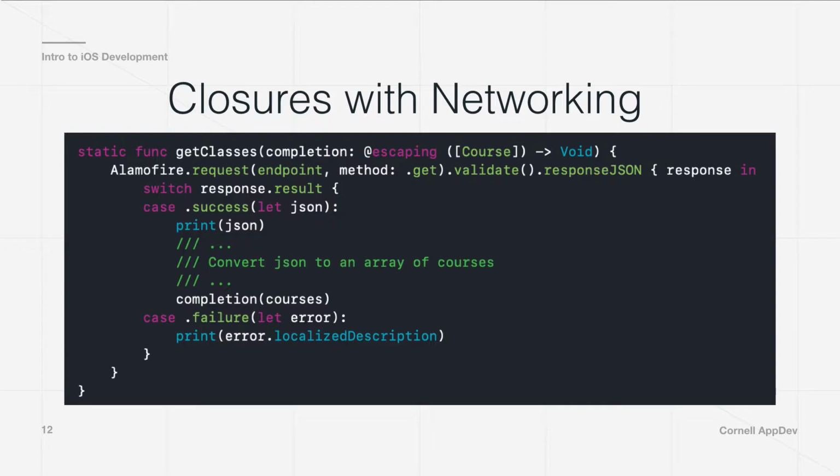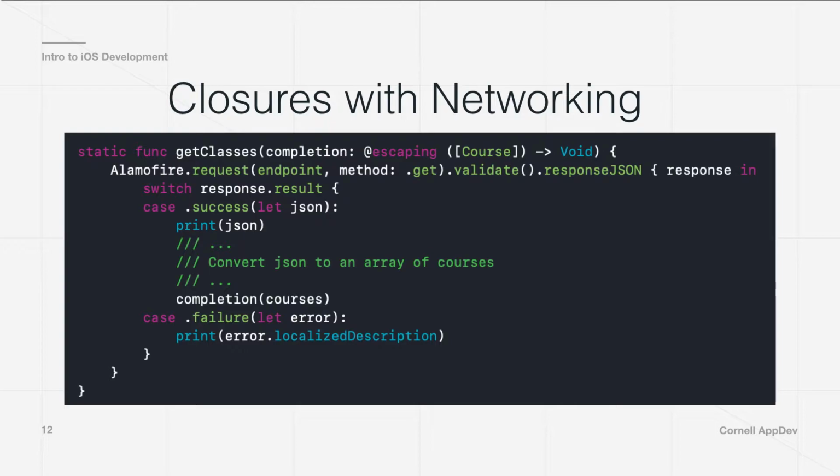So here we can see we've made our Alamofire request. It's a GET request, and then we get the JSON back. If it's a success, then we can see the JSON, whatever. This is where we would decode the JSON to an array of courses. Let's say we store it in a variable called courses, so it's of type course array. Once we've done that, we'll call the function that was input into our getClasses function to appropriately handle this new data.